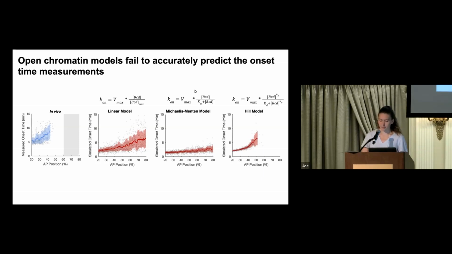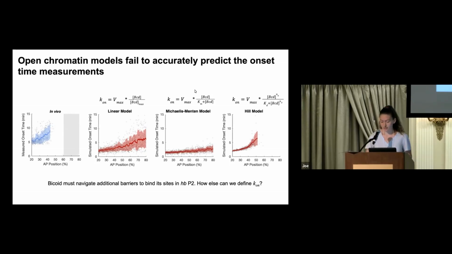Similarly, I found that if you define k on according to a Hill equation describing cooperative binding, while the model can simulate a posterior boundary of expression, it can't do so accurately with reasonable parameter estimates. Additionally, the mean invariance of the onset times is significantly lower than those observed in vivo. So the failures of these models suggest that Bicoid must navigate additional barriers to bind its sites in the Hunchback P2 enhancer beyond just interacting with open chromatin.